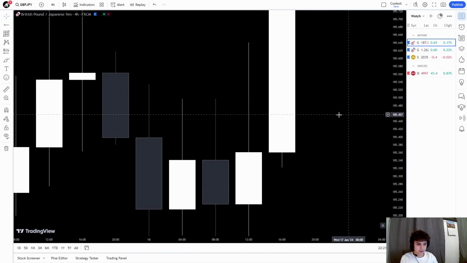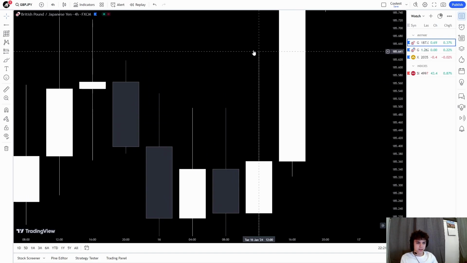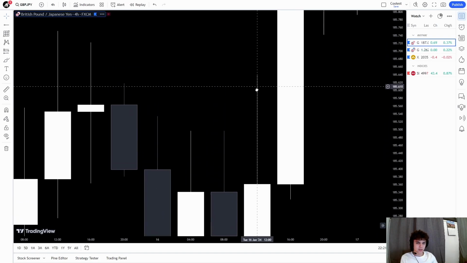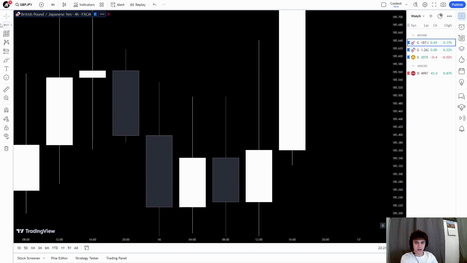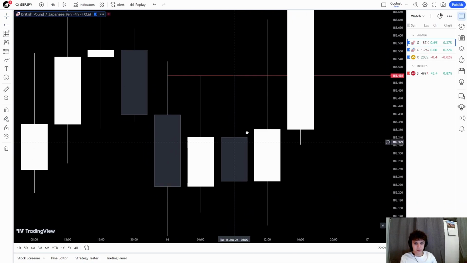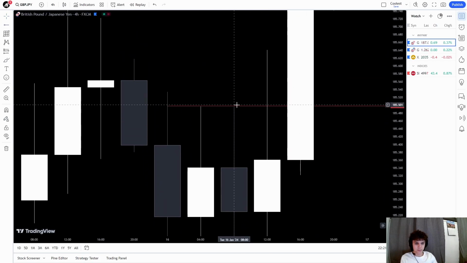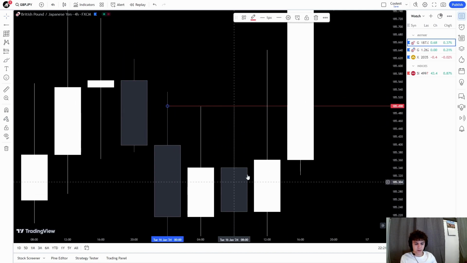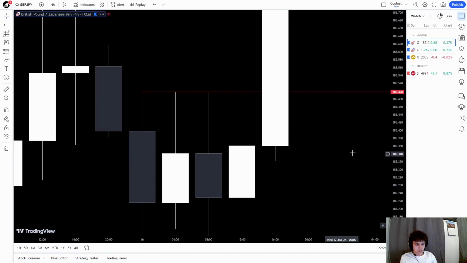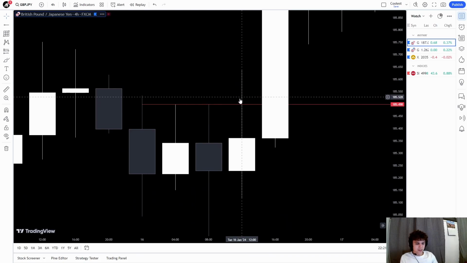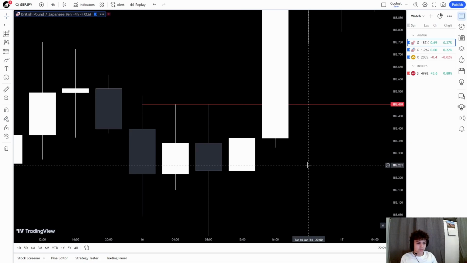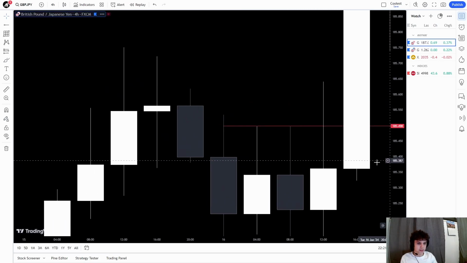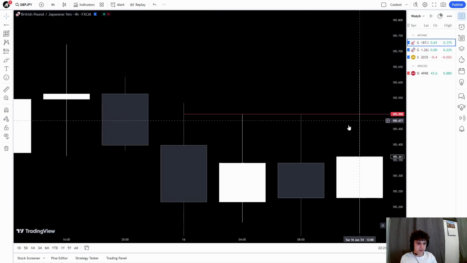But before that, look at this. This is a high, an up candle followed by a down candle, an up candle followed by a down candle. This is a high. As you can see, it wicks it, but it doesn't close above it. So that's not a breakout structure. This is not a breakout structure.